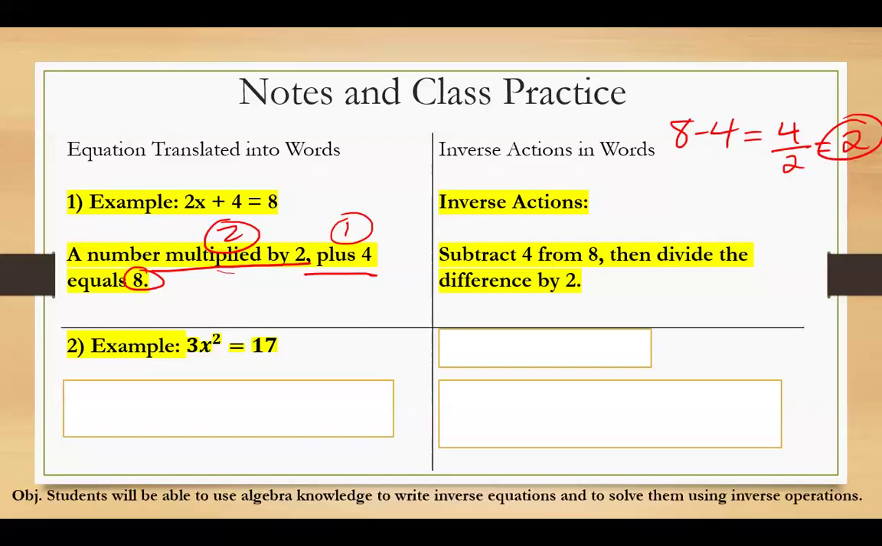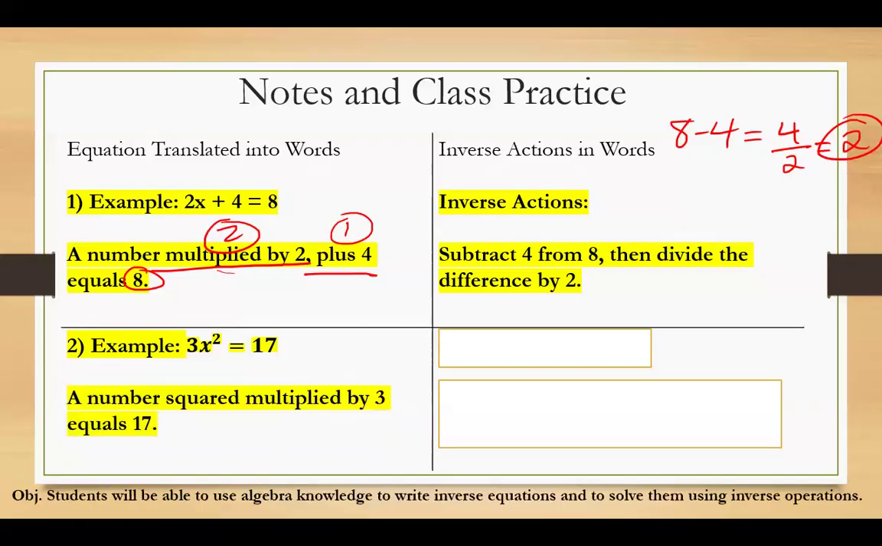Who would like to share their sentence with the class? Anybody, everybody, or do I need to pick somebody? Go for it, Monty. I'll take it. Perfect. That's it. That's all I ask.